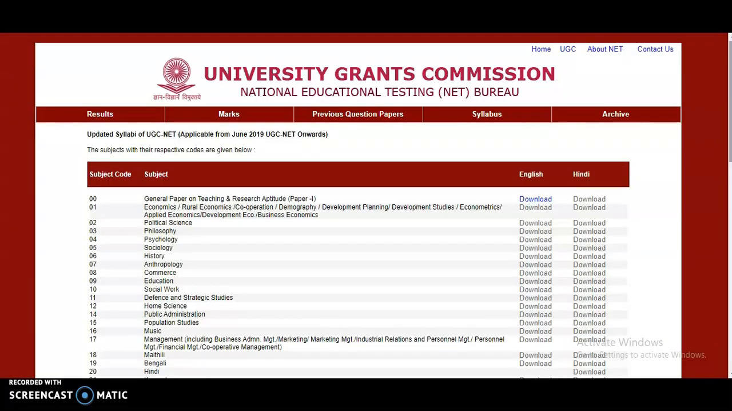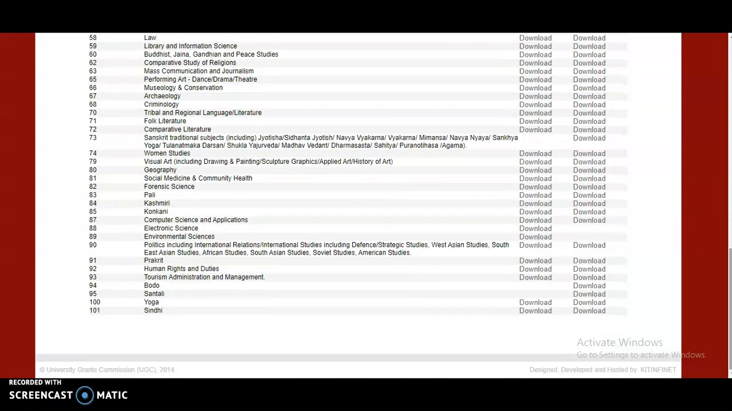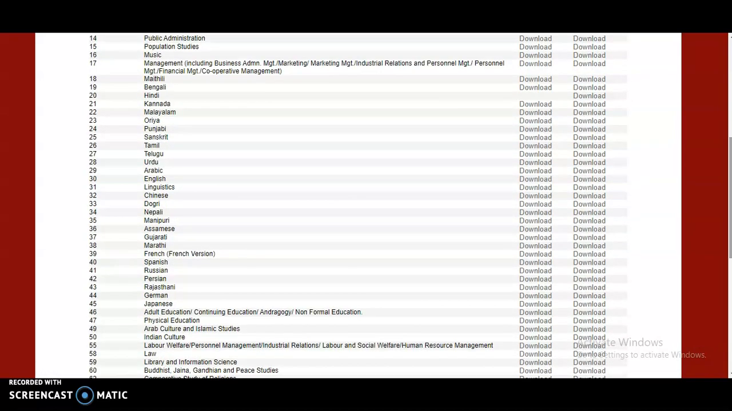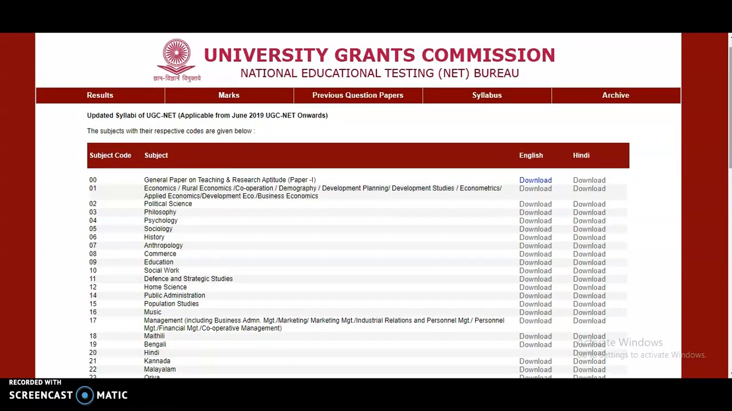Now, coming to the present content of the video, this is the official website of the University Grants Commission, National Education Testing Bureau. In this one, you can download the syllabus of each and every subject that is conducted by the University Grants Commission, or else by the National Testing Agency, which is conducting them nowadays on behalf of UGC. I will provide this link in the description box of this video, so that anytime you can download the required syllabus, either in English or in Hindi, by simply clicking on the link. This channel is completely dedicated to the general paper, that is teaching and research aptitude.